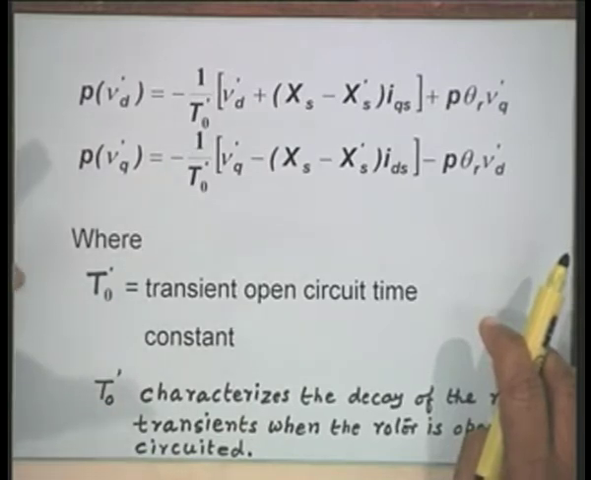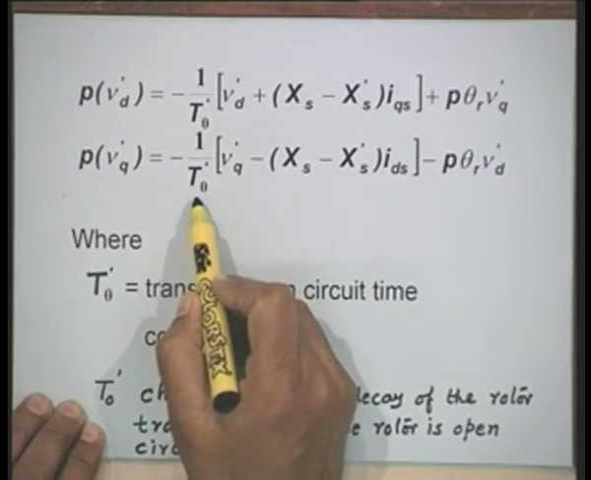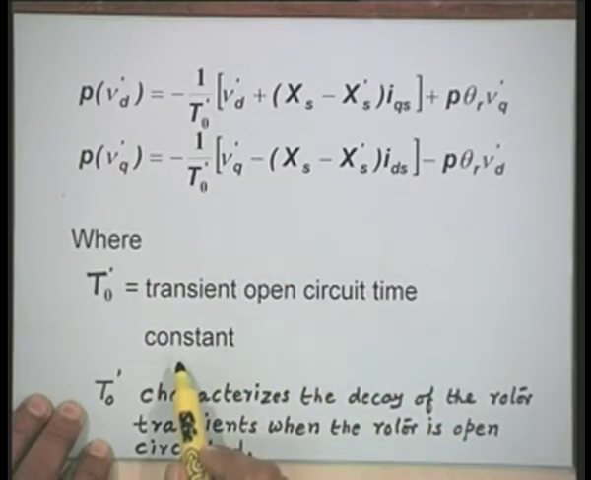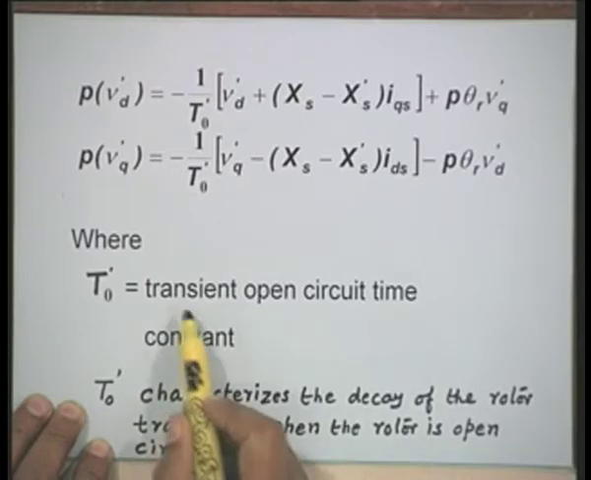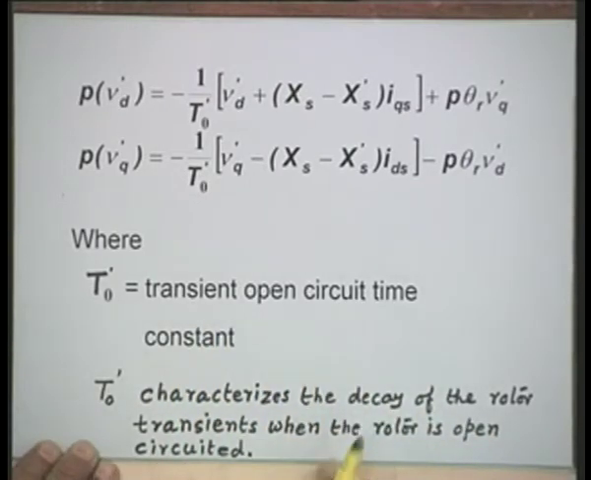As I have told you, we do not neglect the rotor dynamics here. If you neglect rotor dynamics, then this model also becomes a static model. Now here there is a very important term, To prime. This is the transient open circuit time constant. This time constant To prime characterizes the decay of the rotor transients when the stator is open circuited. I am sorry, there is a mistake earlier: it is when the stator is open circuited.